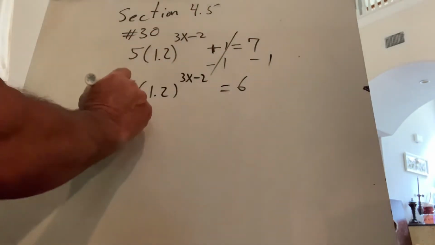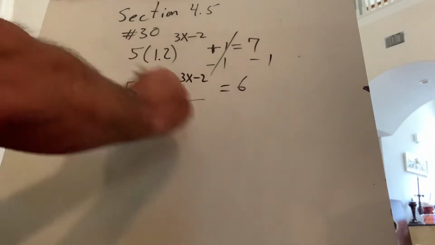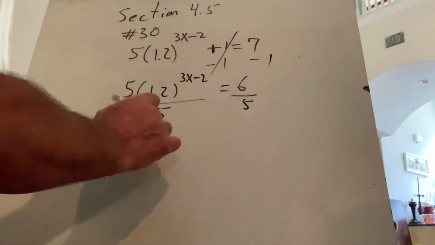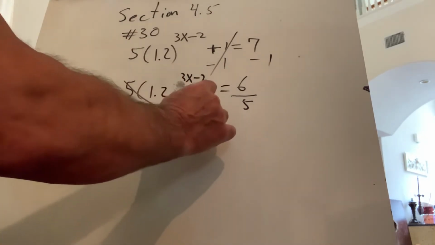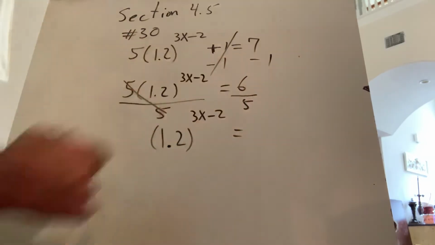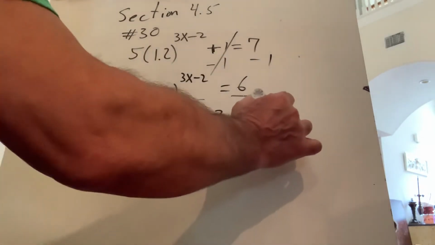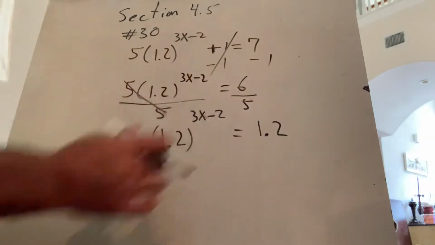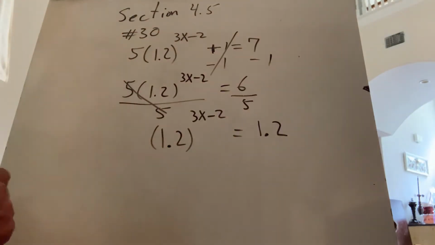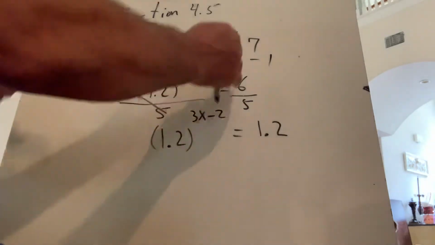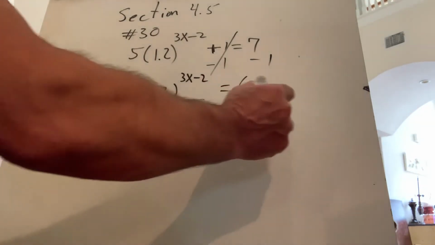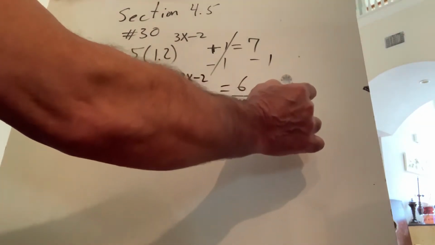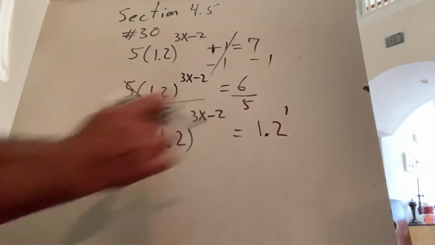Now this is where something special happens. When you divide both sides by 5, of course, you get rid of the 5. On the left-hand side you still have 1.2 raised to 3x minus 2, but 6 divided by 5 also happens to become 1.2. Now, this doesn't always happen. In problems 29 and 31 this didn't happen, which is why we had to take the natural log of both sides to bring the exponent down. You can still do that here, by the way, except here you do have the same base. And 1.2 is the same thing as 1.2 raised to the first power.